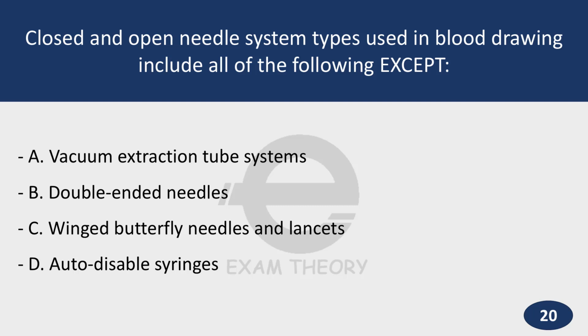Closed and open needle system types used in blood drawing include all of the following except A. Vacuum extraction tube systems. B. Double-ended needles. C. Winged butterfly needles and lancets. D. Auto-disable syringes. The correct answer is D. Auto-disable syringes.